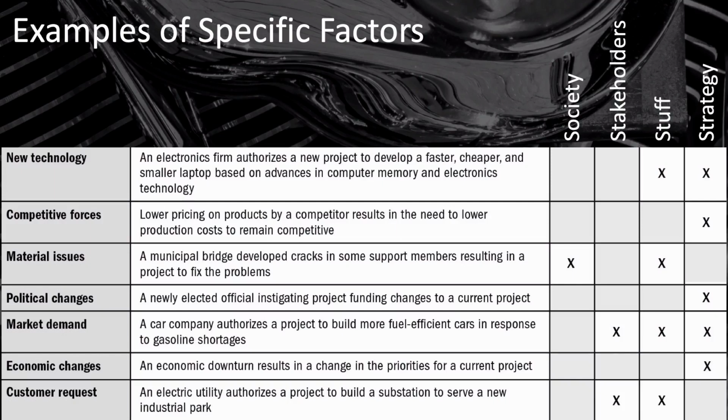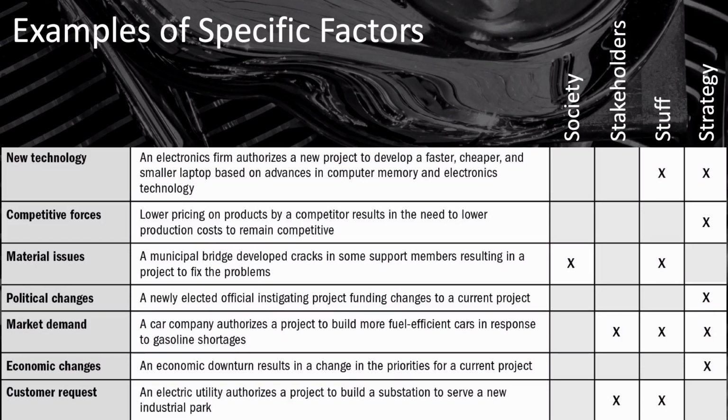We've already covered an example of competitive forces, which is primarily a strategic need. Material issues, such as inadequate materials resulting in safety issues with, say, a bridge or a building or a highway or railway or even an airport, for example, would need to be corrected in order to comply with government or industry safety standards. This would fit into both the society category as well as the stuff category, because projects to fix something are in the stuff category of new or improved products and services.